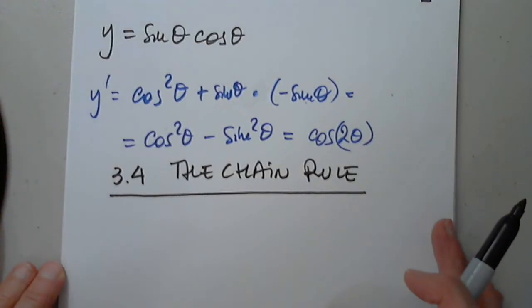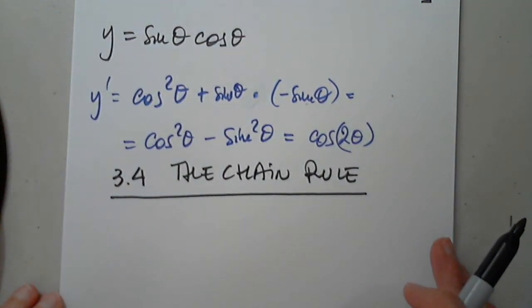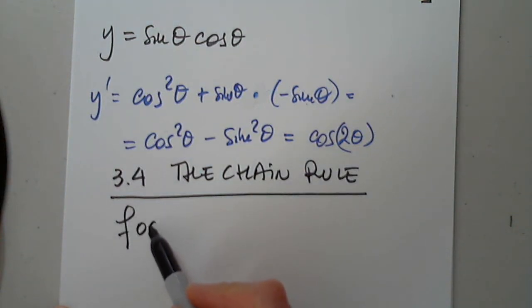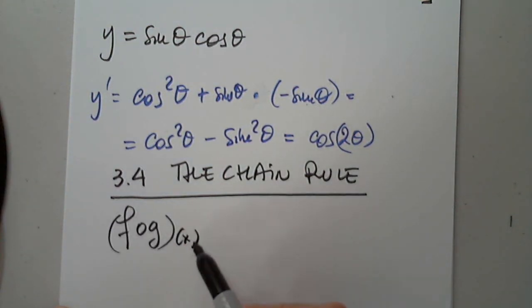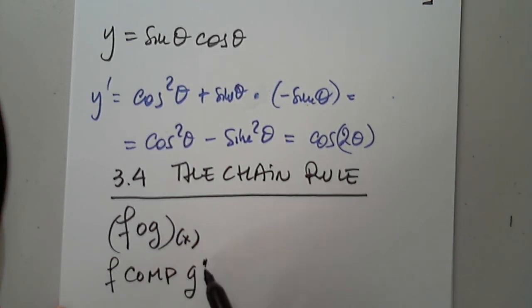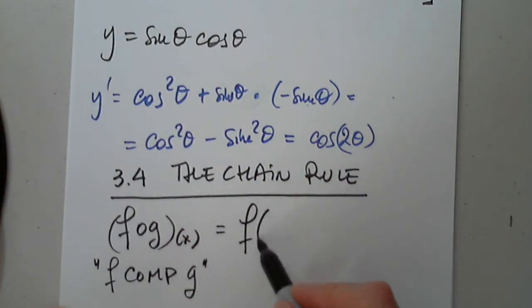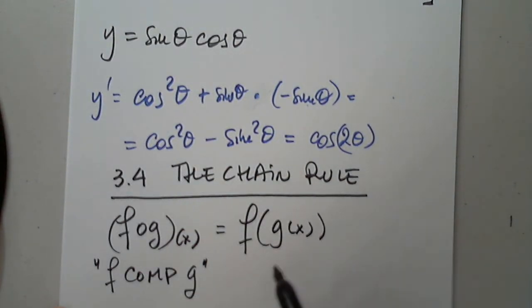So what is the chain rule? The chain rule deals with a function inside a function. So this is f comp g, the composite of f and g. So this is basically an outer function of an inner function.